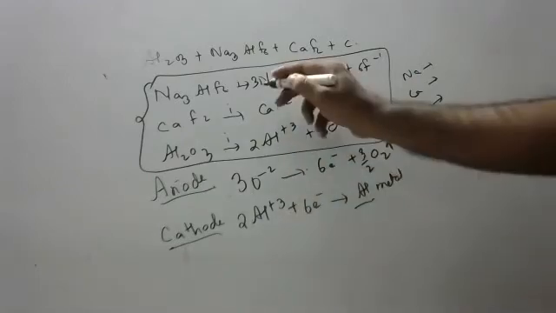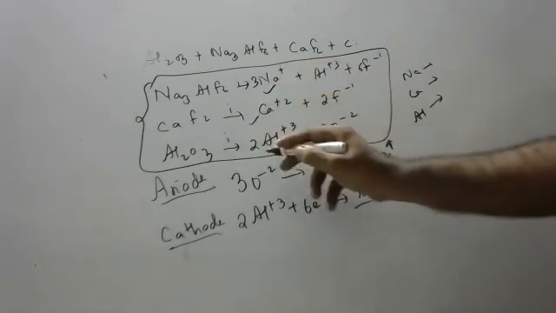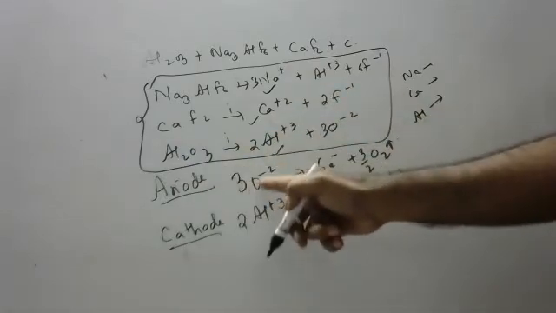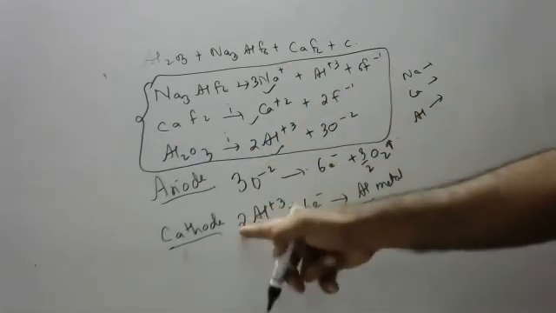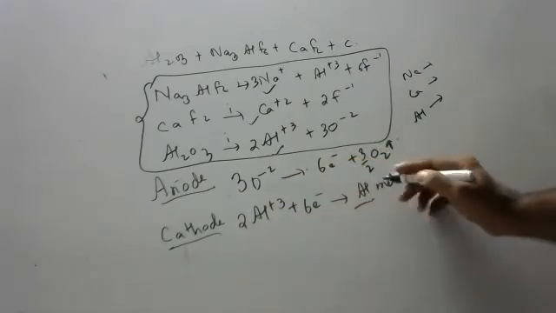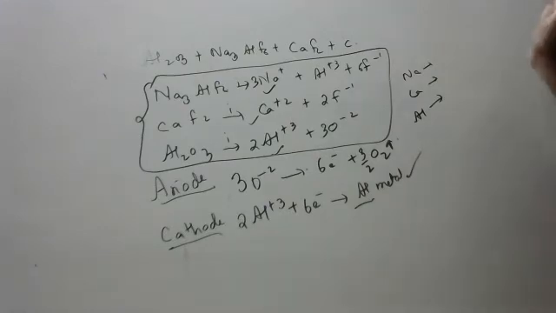Okay, children. So cryolite, fluorospar, alumina are decomposing into ions, and at anode who is going? Oxide is going. At cathode who is going? Aluminiums are going. This is liberating 6 electrons. That 6 electrons aluminium takes, and we have got aluminium metal. That's all.